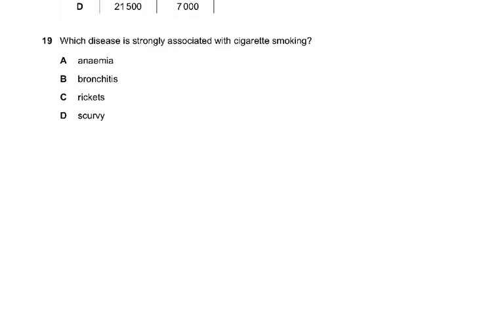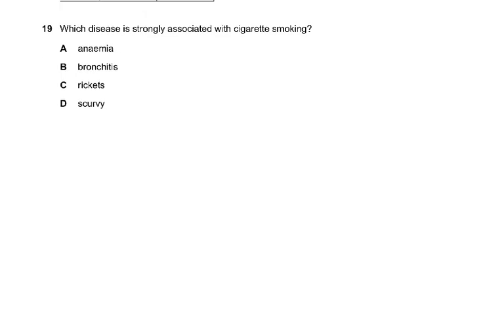Then coming to question number 19. Which disease is strongly associated with cigarette smoking? Anemia is due to iron deficiency. B, Bronchitis. Yes, that's the one which is associated with cigarette smoking. Rickets is due to deficiency of calcium and vitamin D. Scurvy is a deficiency of vitamin C.